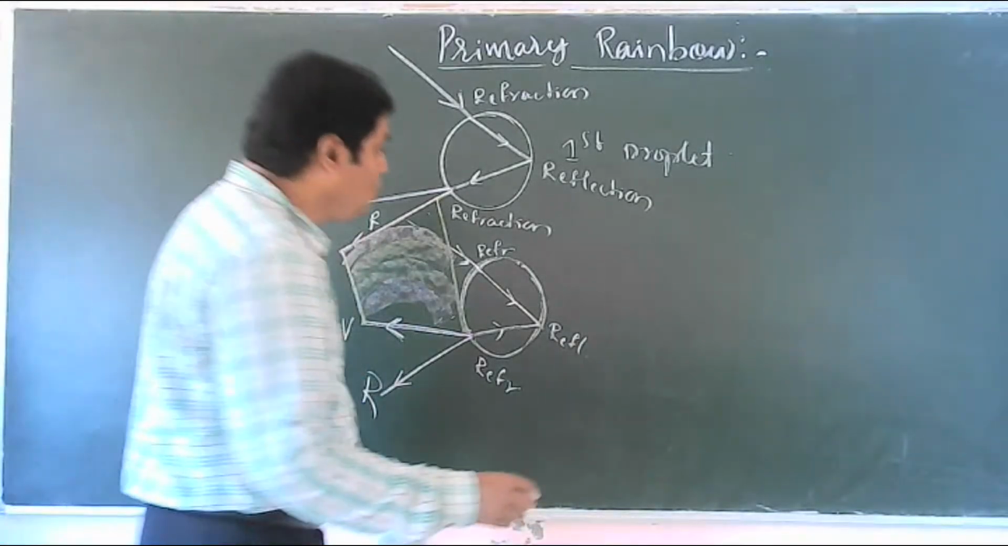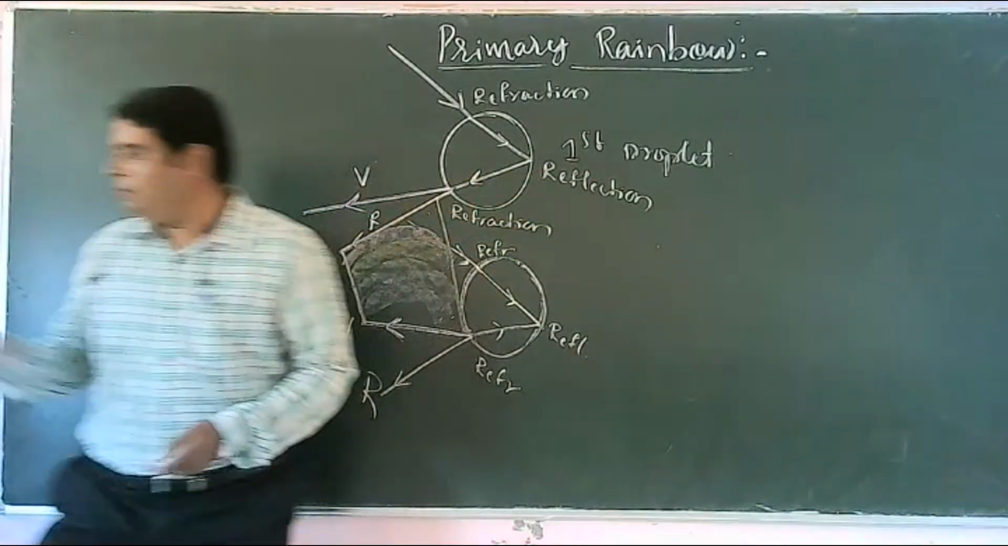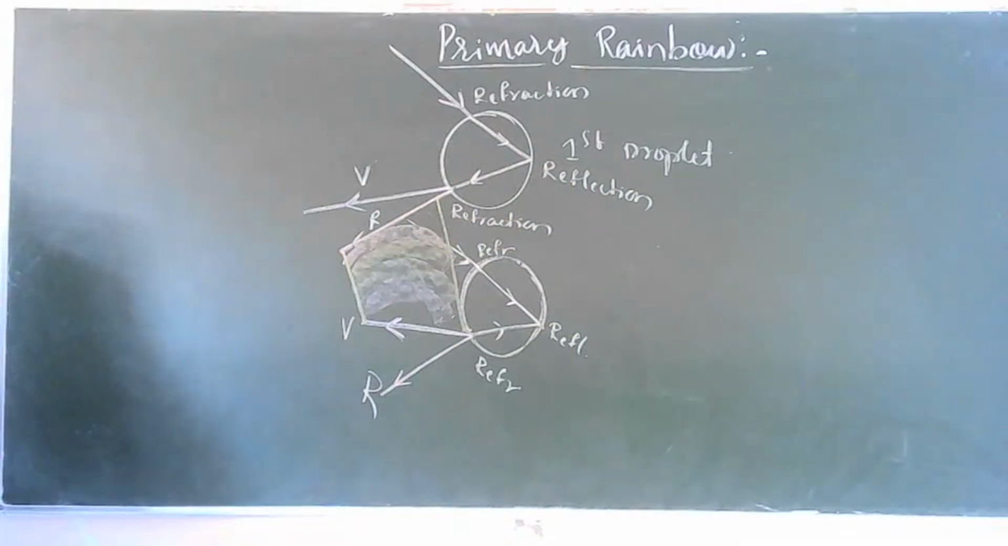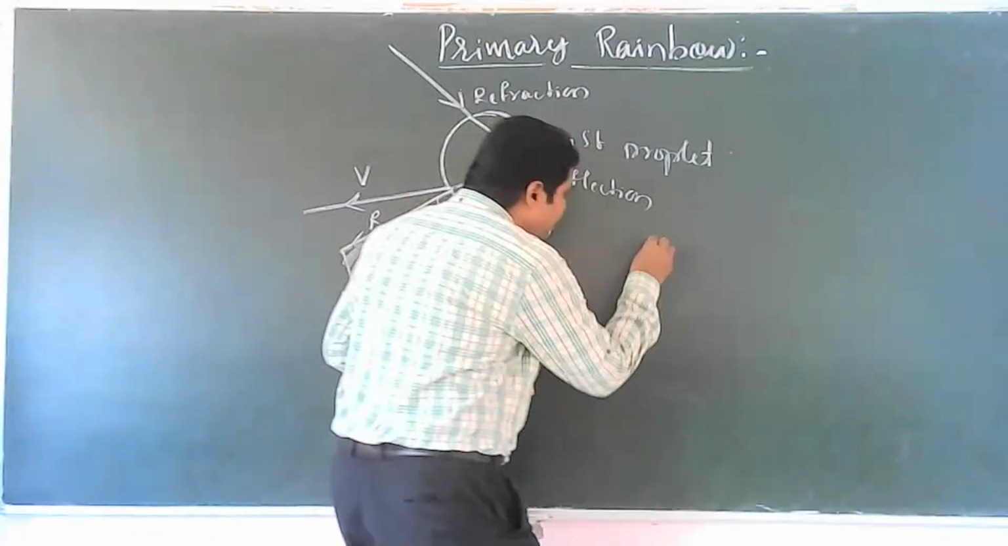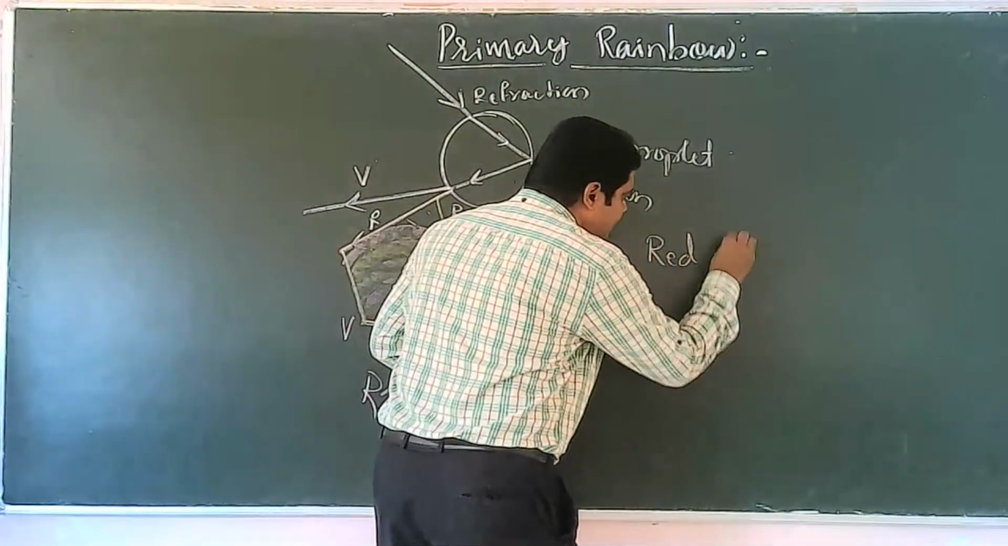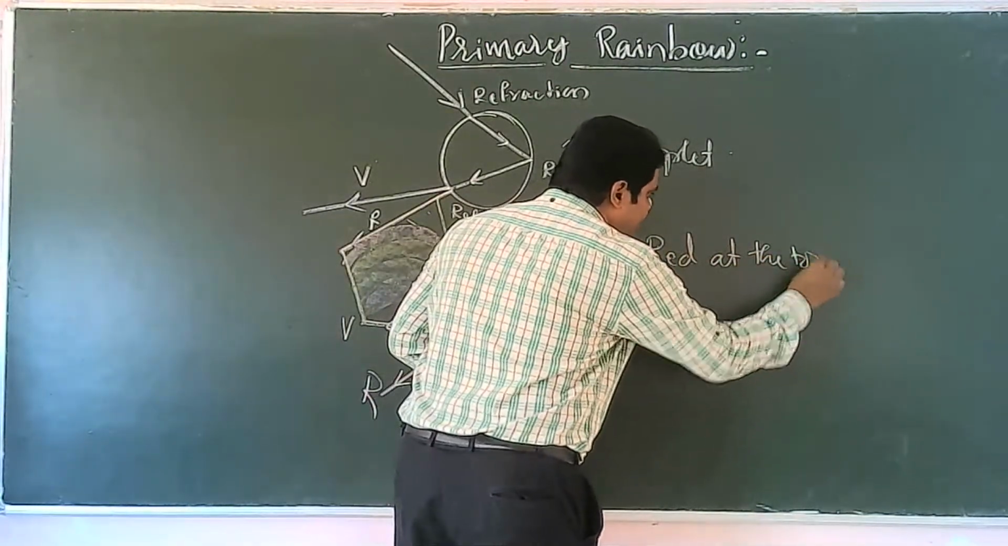I am telling you, in the primary rainbow, you observe red at the top. What do you observe? You observe red at the top.